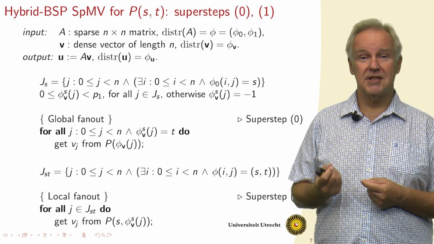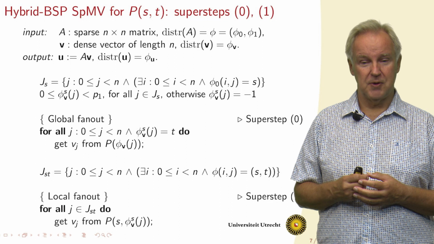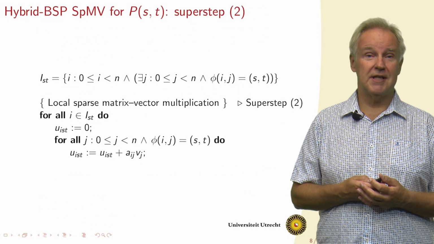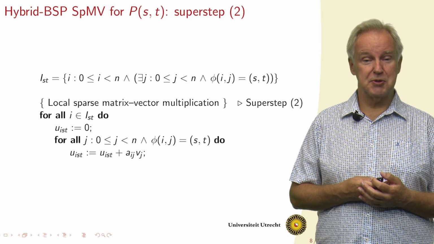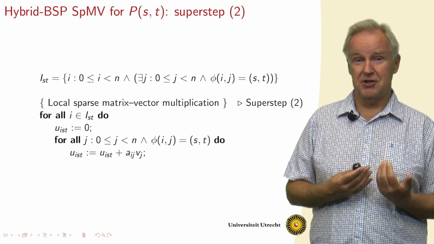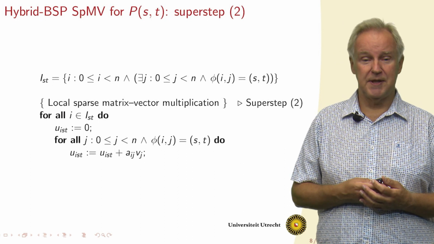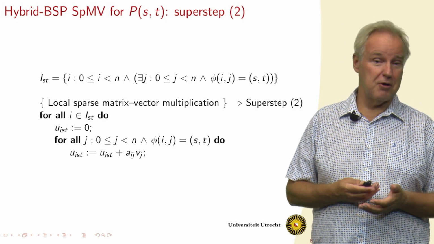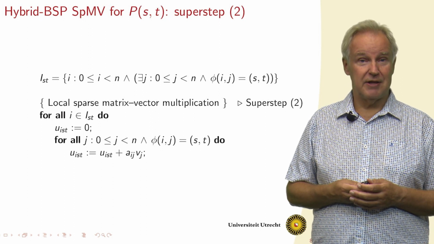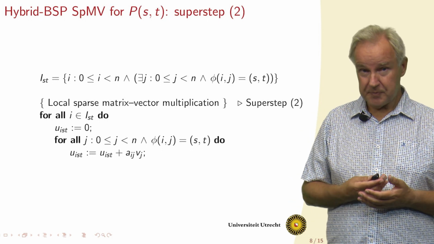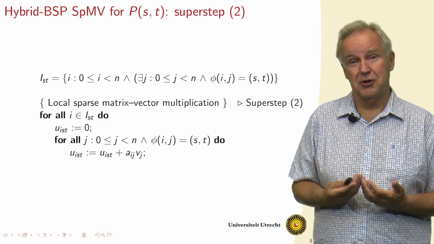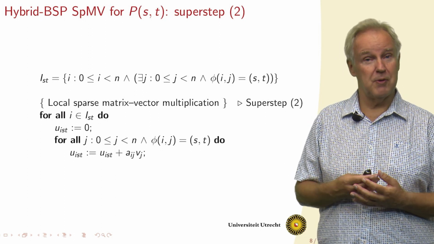From your local designated owner. So that is a local superstep, it's a local fanout. And then we have all the information we need to perform the local sparse matrix vector multiplication. It looks like what we've seen before in just the plain, the flat BSP model. So for all the rows that are not empty locally, we add a_ij v_j to a local partial sum. And that's my contribution as a core to row u_i.